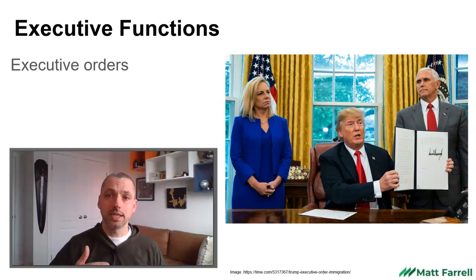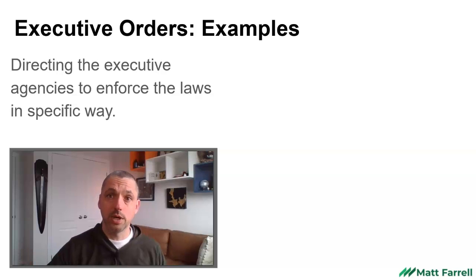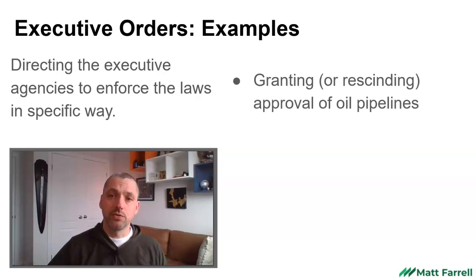Now, the president can use executive orders to try and get the government to do what they want it to do outside of the lawmaking process. What executive orders do is direct the executive agencies that are responsible to the president to enforce the laws in a certain way. So if Congress is responsible for writing the laws, the president oversees the executive branch in their implementation of the laws.